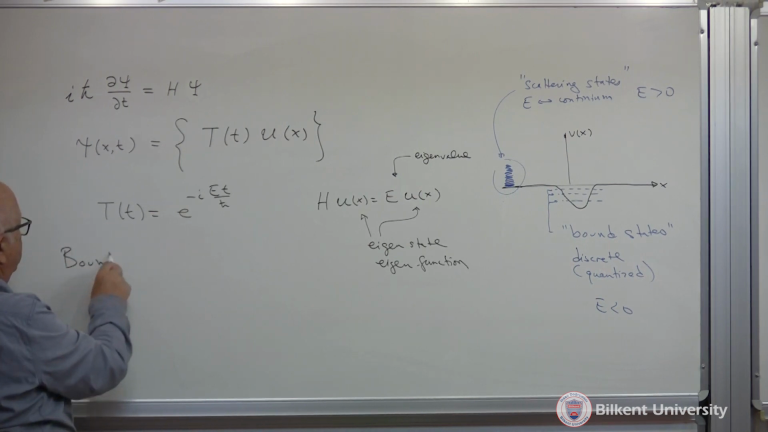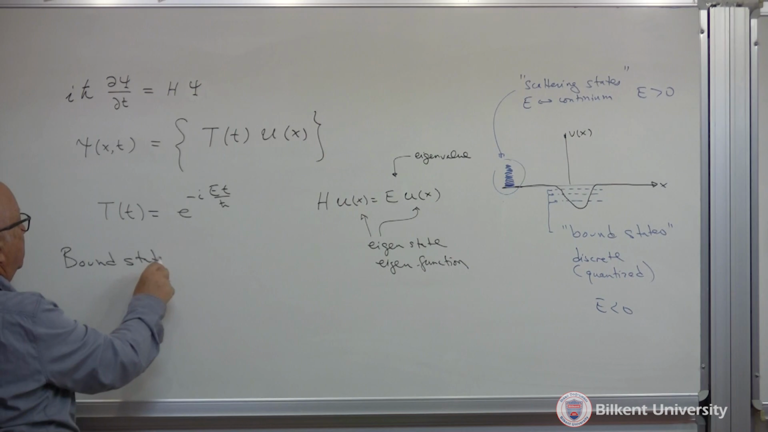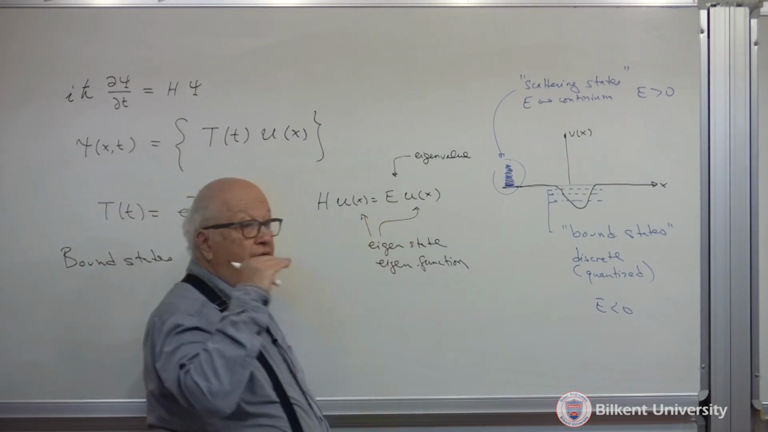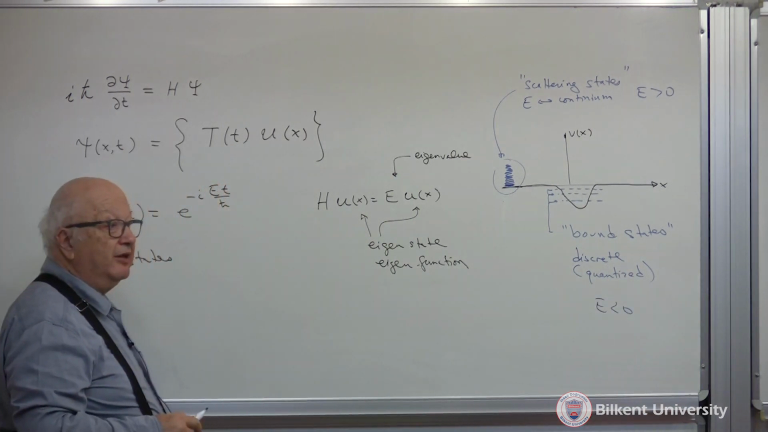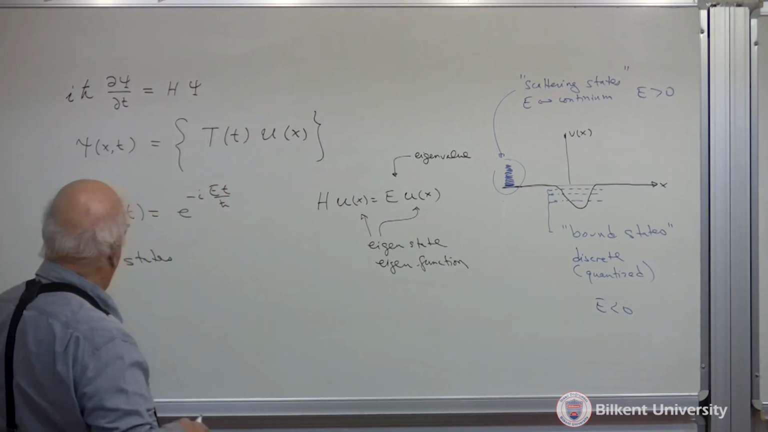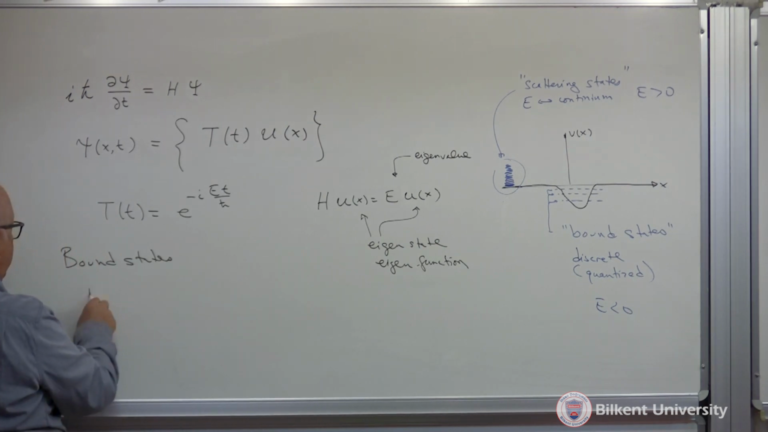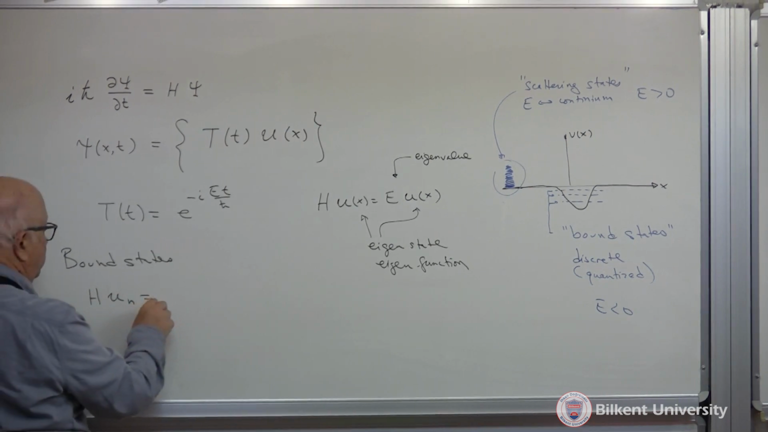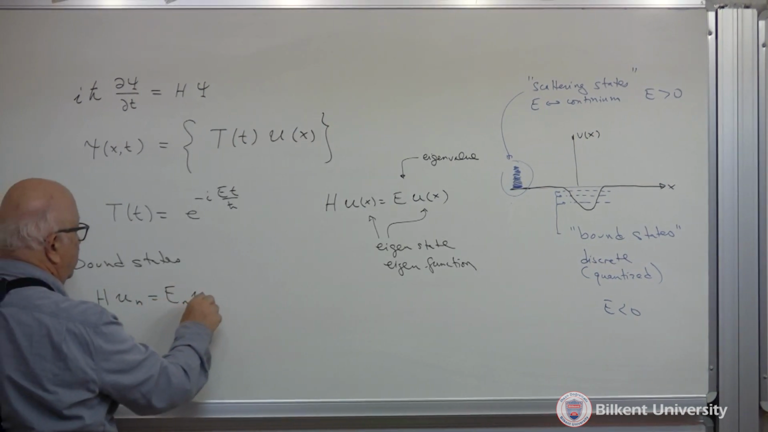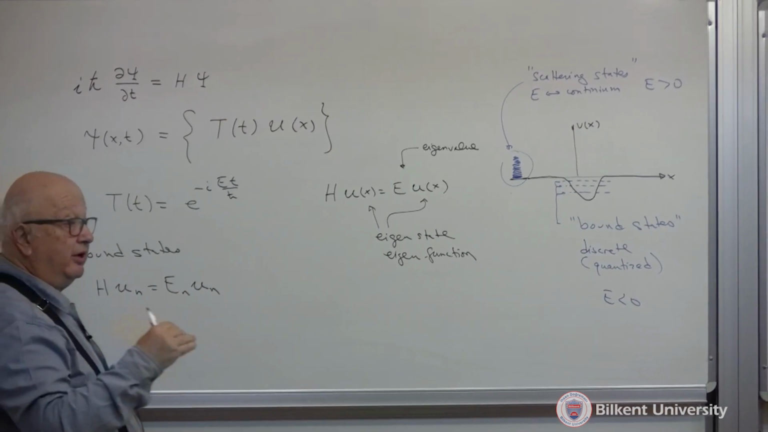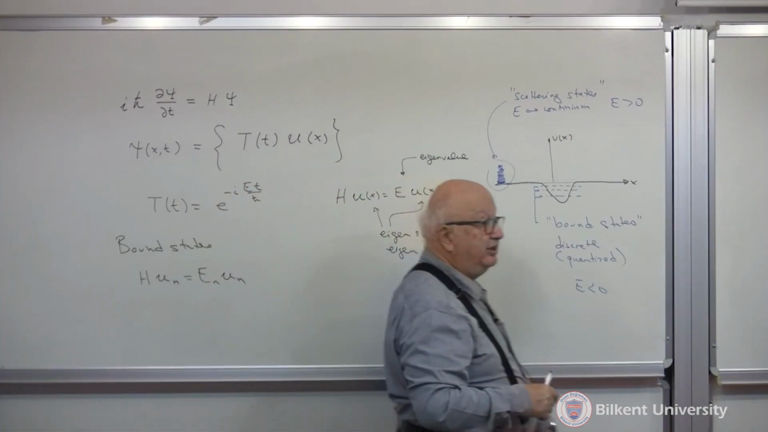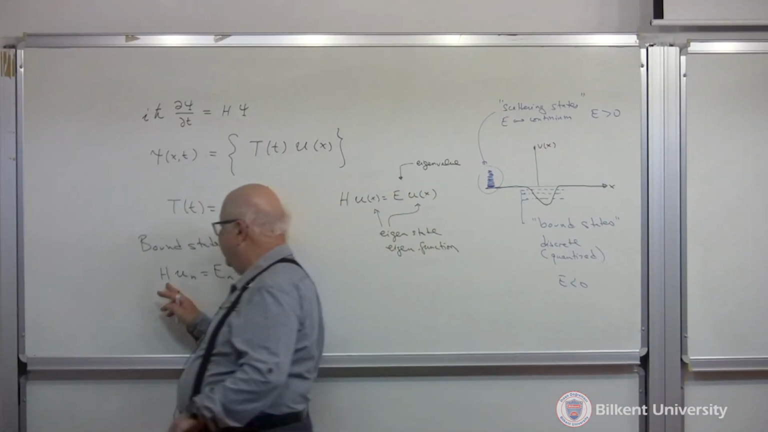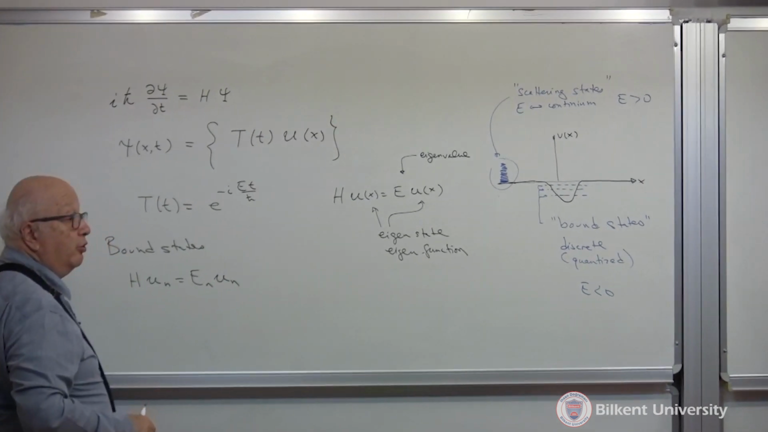Okay, so if I have bound states, then I have a certain set of discrete E values. Okay, so I'm going to get H u_n is equal to E_n u_n. So I have a bunch of discrete functions which correspond to the eigenstates of our system.